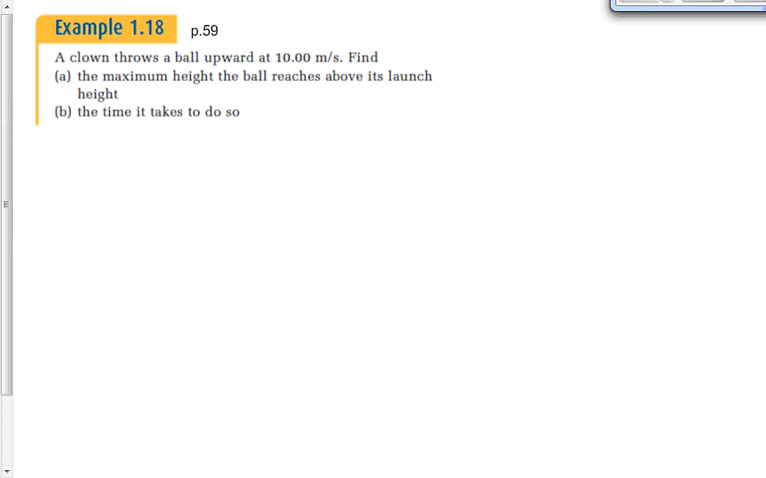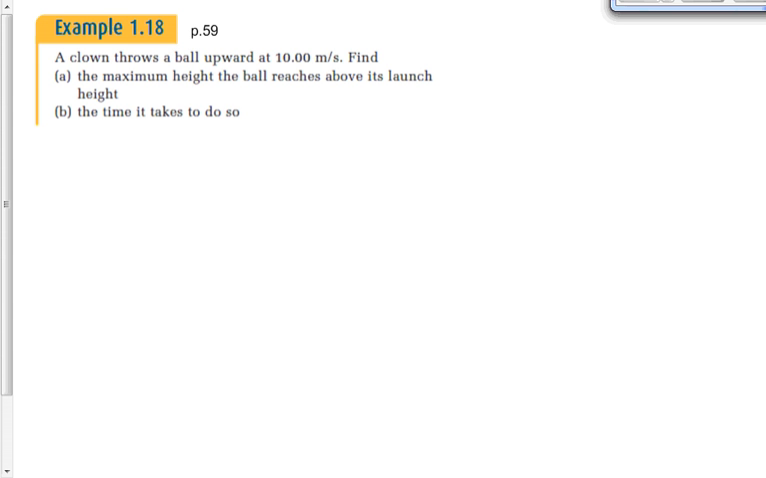Since we're so good at those questions, let's try another one here, okay? Page 59. This is how to brighten it up a little bit, hey? Like, you know, it's first day back, kind of tired, don't want to do more problems. Hey, it's a clown. It's happy. It's a clown. Throws the ball upwards at 10 meters per second.